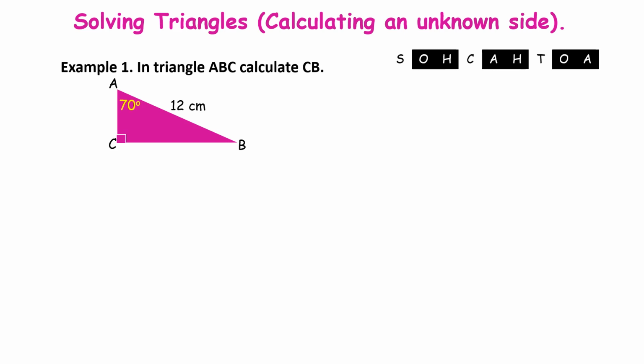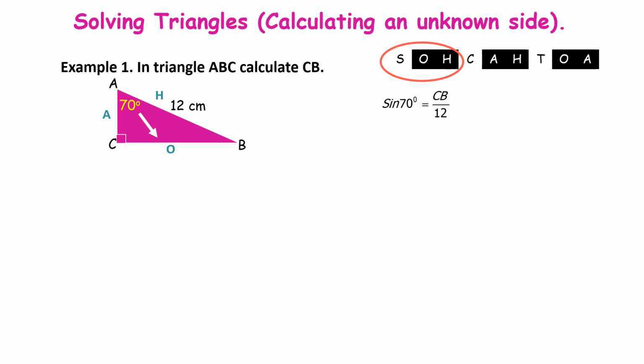So if we have a look at this triangle, the angle opposite the right angle is always your hypotenuse. The angle that they've given me in the triangle is 70 degrees. So the side opposite that we're going to call O, which leaves the side AC as your adjacent side. So I want to work out BC, which is the opposite side, and I've been given the hypotenuse. So we should be using sine to calculate the side. So sine of 70 degrees is the opposite side over the hypotenuse.